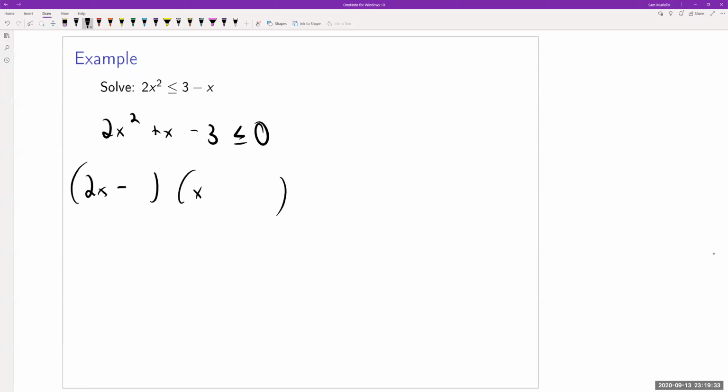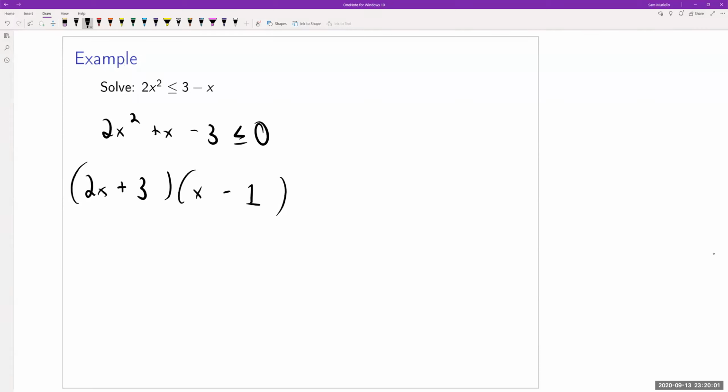Let's see if switching this gets the job done. 2x minus 1 and plus 3. That will be 2x squared plus 6x. Nope, that won't work. Let's switch it one more time. So I will need to get, let's try 2x plus 3 and x minus 1. 2x squared minus 2x plus 3x. That one works out okay.